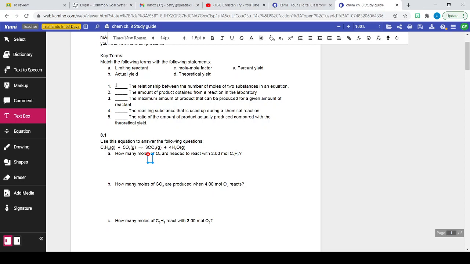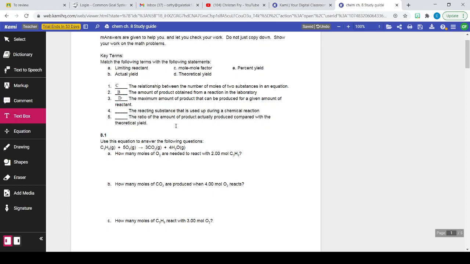So, number one, it says the relationship between the number of moles of two substances in an equation. That is going to be C, your mole-to-mole factor. And remember that we always get those numbers from our equation. The amount of product obtained from a reaction, that's what you actually made, what you're getting out of it. So that's going to be your actual yield. B, maximum amount of product that can be produced. So that's like, in theory, I could produce this much. So that's going to be your theoretical yield.